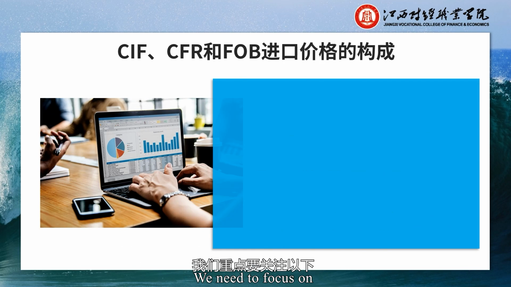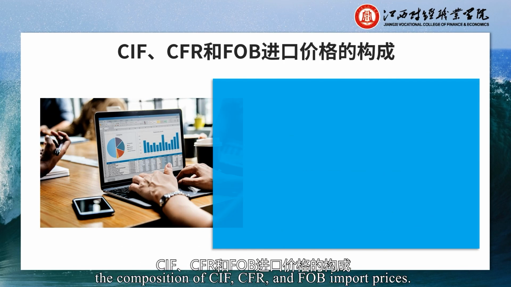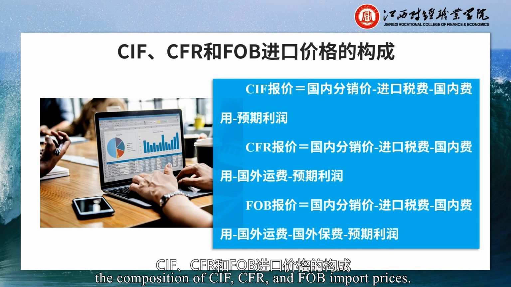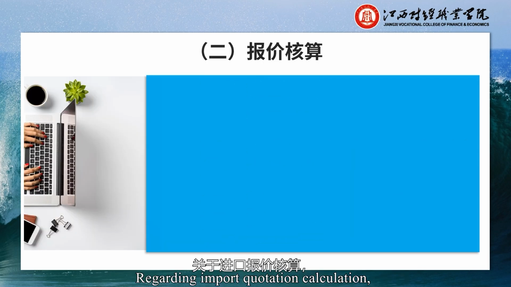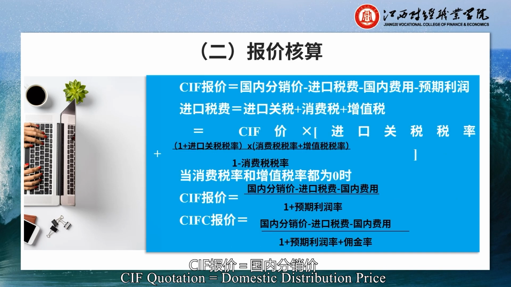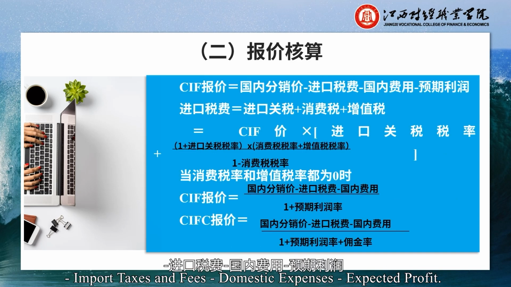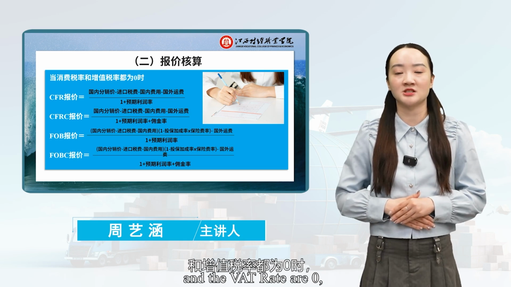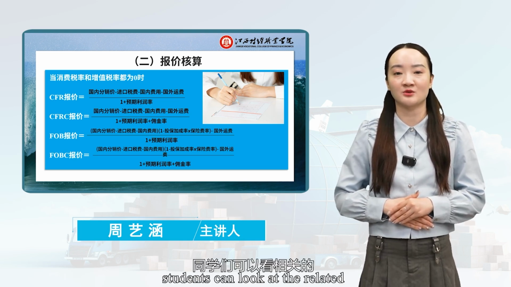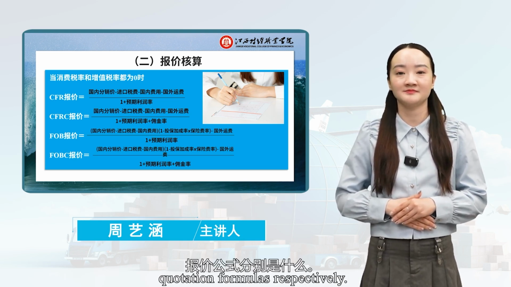We need to focus on the composition of CIF, CFR, and FOB import prices. Regarding import quotation calculation, CIF quotation equals domestic distribution price minus import taxes and fees minus domestic expenses minus expected profits. When both the consumption tax rate and the VAT rate are zero, students can look at the related quotation formulas respectively.